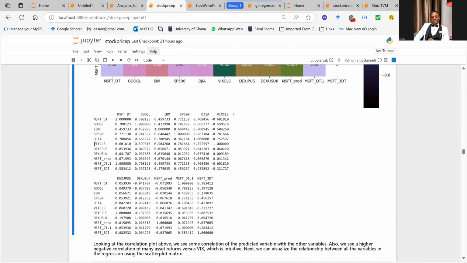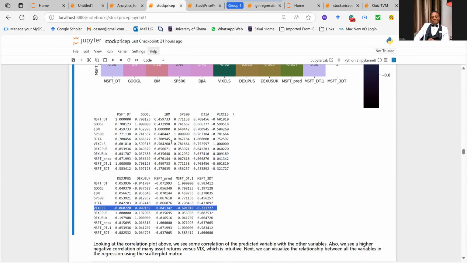So there's some sort of correlation, but you see negative correlation of many asset returns versus the VIX. If you check this one here, it's having a negative relationship with almost every variable, not all, but most of them. So you see that it is having some negative relationship, which is very intuitive if you understand the way the volatility index actually behaves. So this is just to give you an initial mark of how this data works.